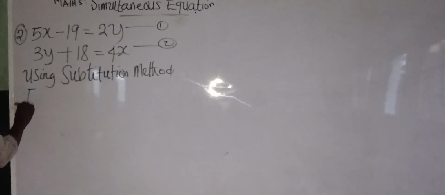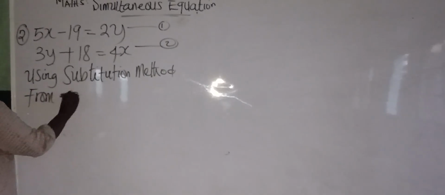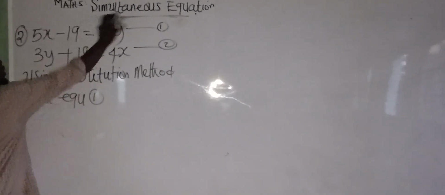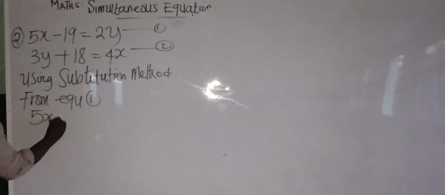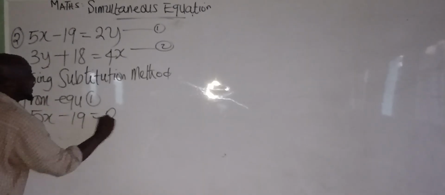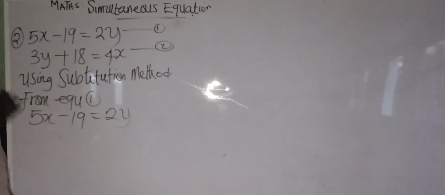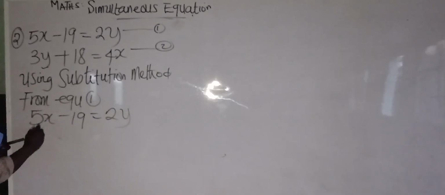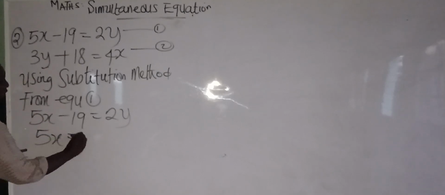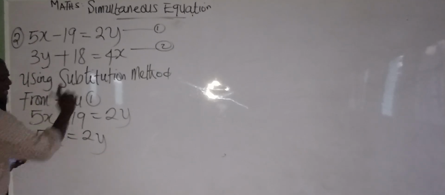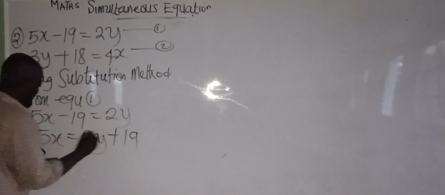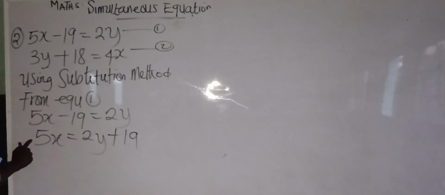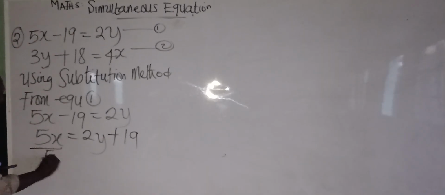I will just take from equation 1. So I'll say from equation 1, I'll pick this one out, 5x minus 19. That will give me this. Make anyone subject of the formula as you want. So I want to make x the subject. First, I will take minus 19 over. Here will give me this one. I'm taking minus over, that will become plus 19. I want to make x the subject of the formula now, so I'll divide it by 5.